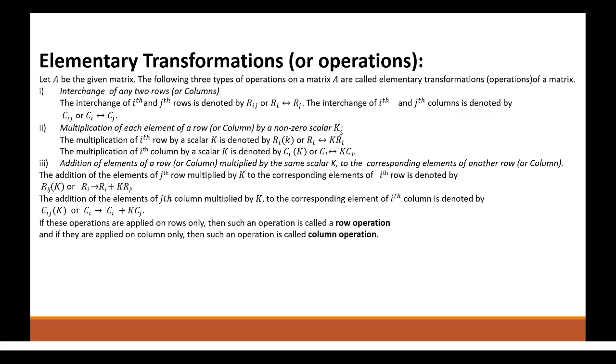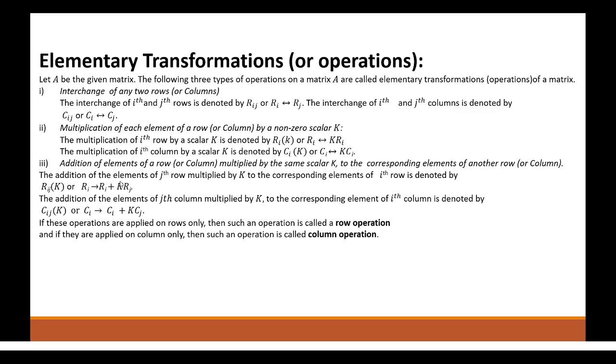K represents a scalar. The multiplication of ith row by a scalar K is denoted by Ri to K Ri, or the multiplication of ith column by a scalar K is denoted by Ci to K Ci. The next rule is addition of elements of a row or a column multiplied by the same scalar K to the corresponding elements of another row.